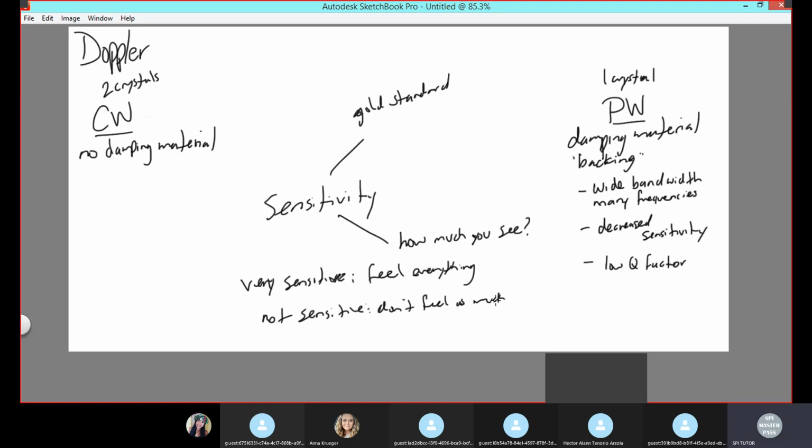When it comes to ultrasound, it's the same idea. In ultrasound, if you are very sensitive, well, we're not feeling, right? But what are we doing? We are seeing. So if you're very sensitive, you're going to see more and more and more. And on the other side, if you are less sensitive, you're going to see less.